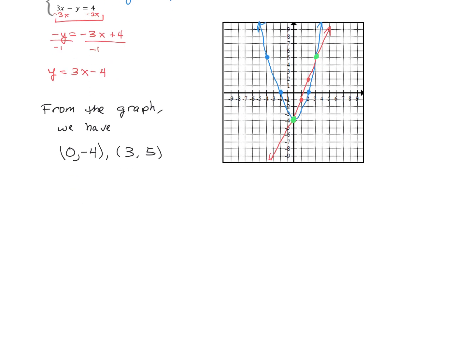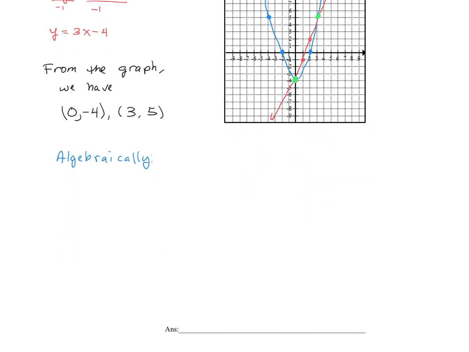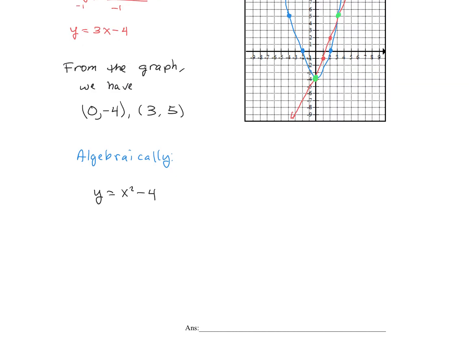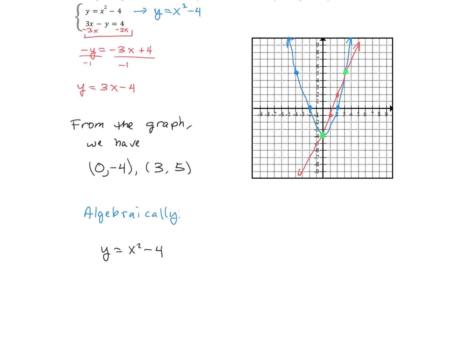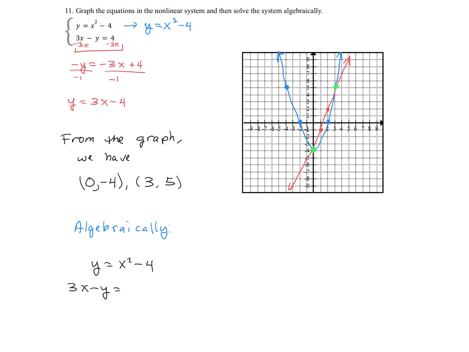All right, so now let's go ahead and solve algebraically. So again, just copying the system down, I've got y is equal to x squared minus 4, and then the other one is 3x minus y is equal to 4.